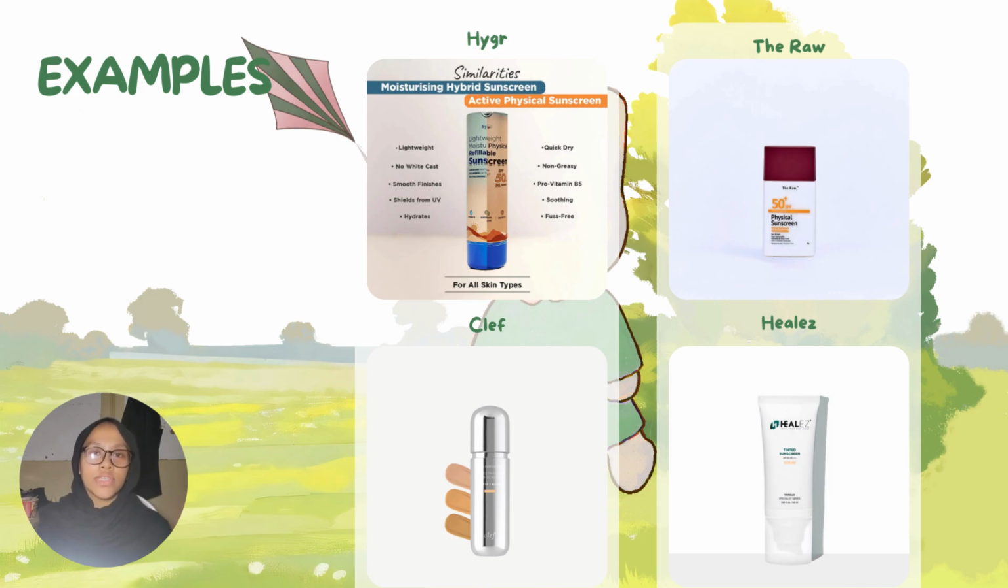Several brands have successfully utilized the benefits of zinc oxide to create effective, user-friendly sun protection. Specifically, products from brands like AZHAR, Cliff, The Raw, and Helios demonstrate how zinc oxide can be formulated into high-quality sunscreens. These brands highlight the versatility of the ingredient, proving that you can achieve a lightweight feel and effective broad-spectrum protection, all while maintaining the safety and stability profiles we've just discussed.